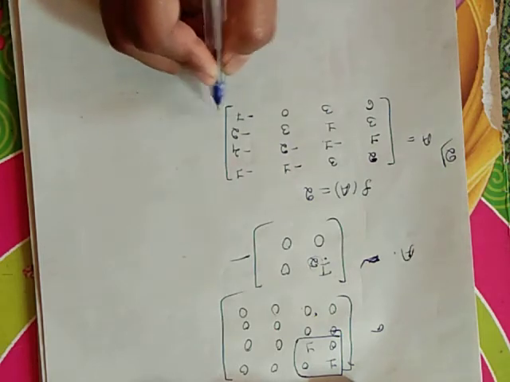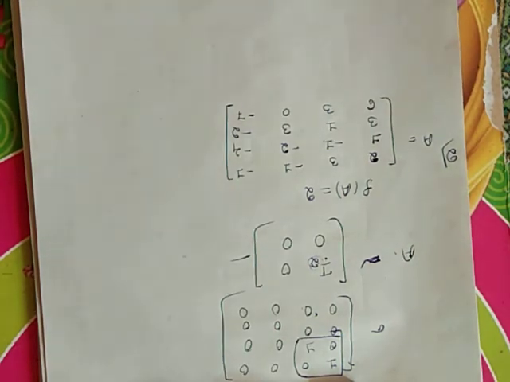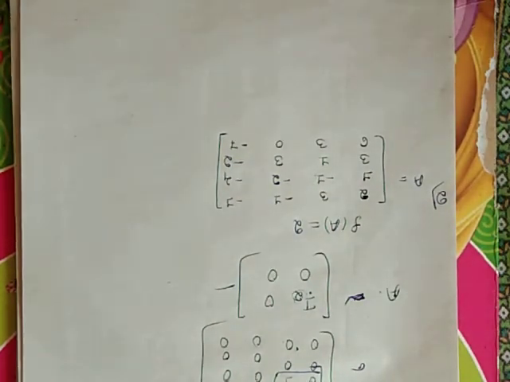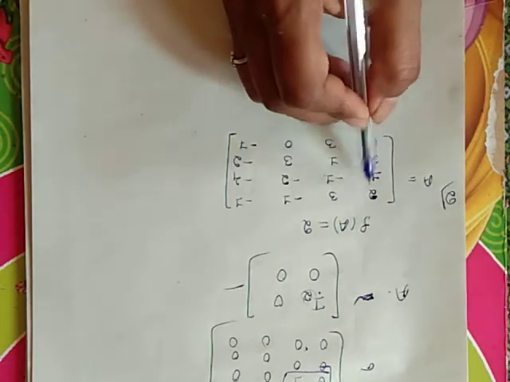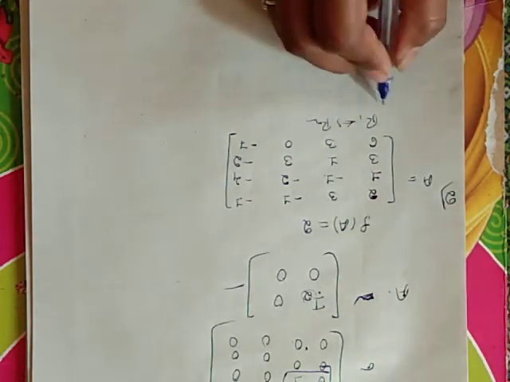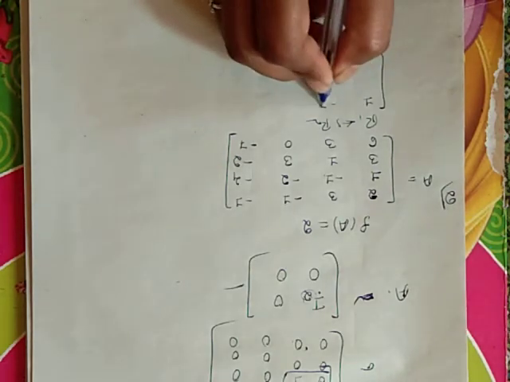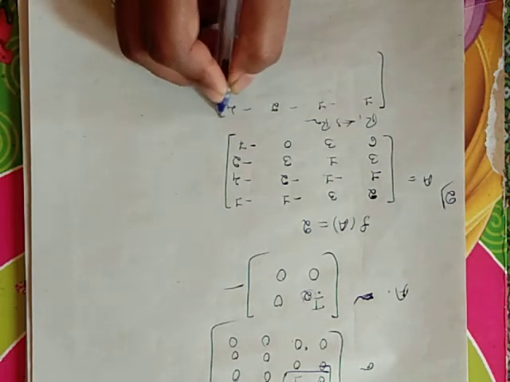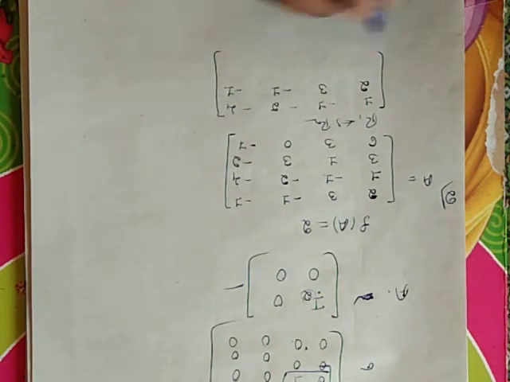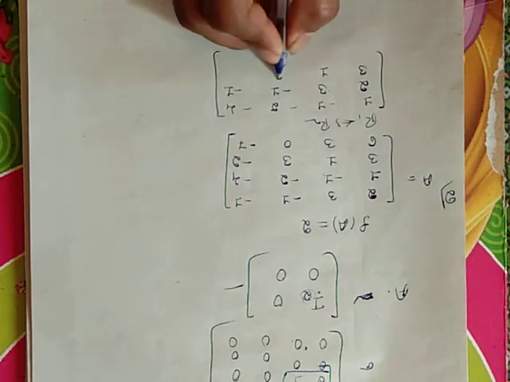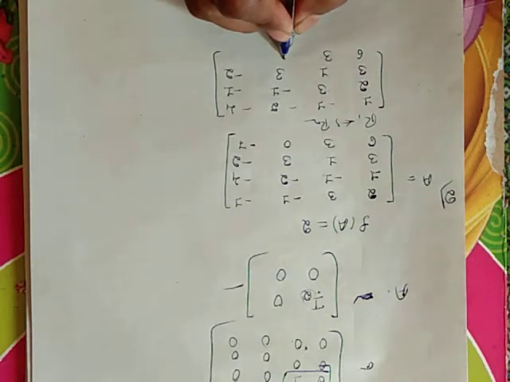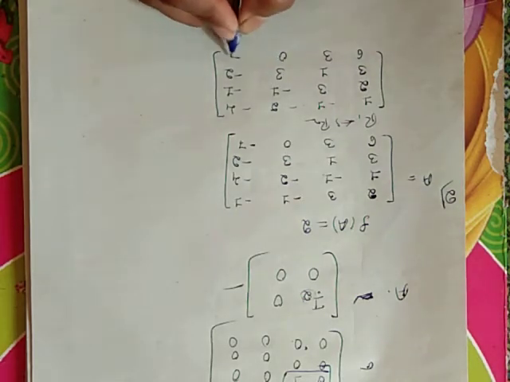0 minus 7. Now I am trying to make the first element of the first row preferably 1. To make it a 1, I am going to interchange with R2. So interchange R1 and R2. Now the matrix is equivalent to 1 minus 1 minus 2 minus 4, 2 3 minus 1 minus 1, 3 1 3 minus 2, 6 3 0 minus 7.